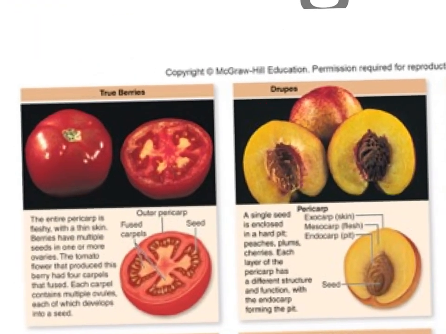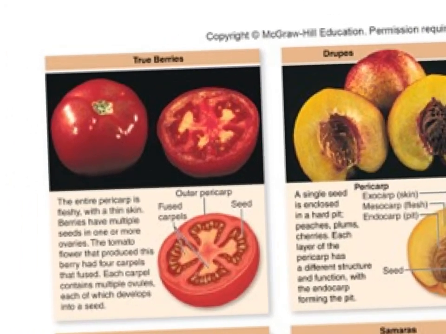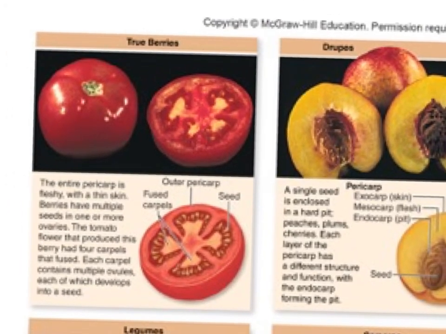In this case, this is a true berry. The entire pericarp is fleshy with a thin skin. Berries have multiple seeds in one or more ovaries. Okay, so you can see all these different seeds. Right? The outer pericarp, fused carpels. Okay, so that's a true berry.